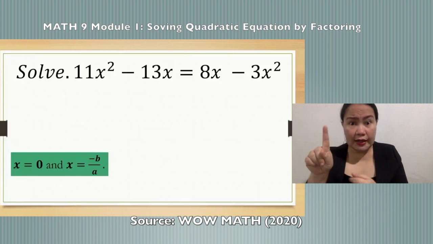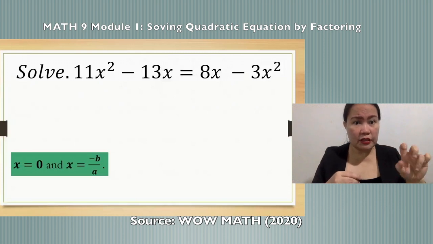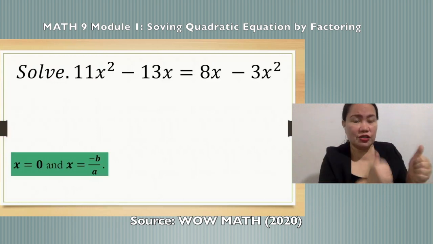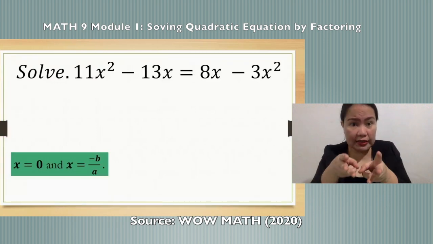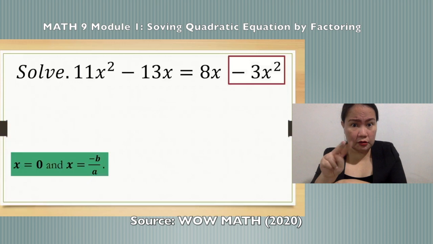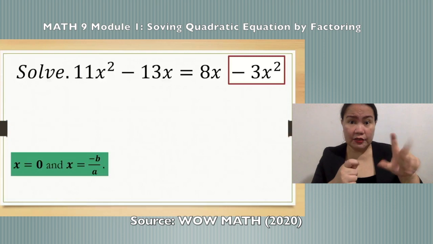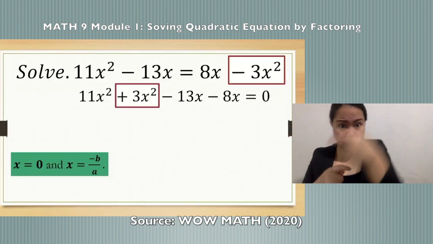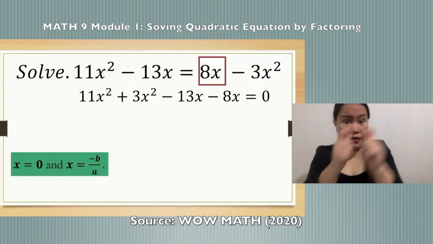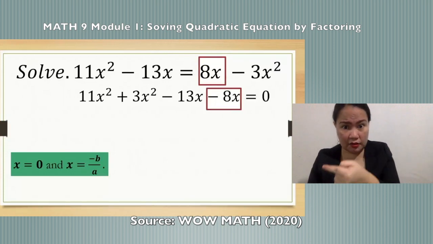Solve for 11x squared minus 13x is equal to 8x minus 3x squared. So, ano bang unang ginagawa natin kapag ganitong scenario? Of course, i-rewrite muna natin, or we can transform the equation into standard form. So, since meron tayong 3x squared sa right side, kailangan natin yan ilipat sa left side, kaya magiging positive 3x squared yan. And then, yung positive 8x, ilipat din natin yan sa kabila, kaya magiging negative 8x yan.